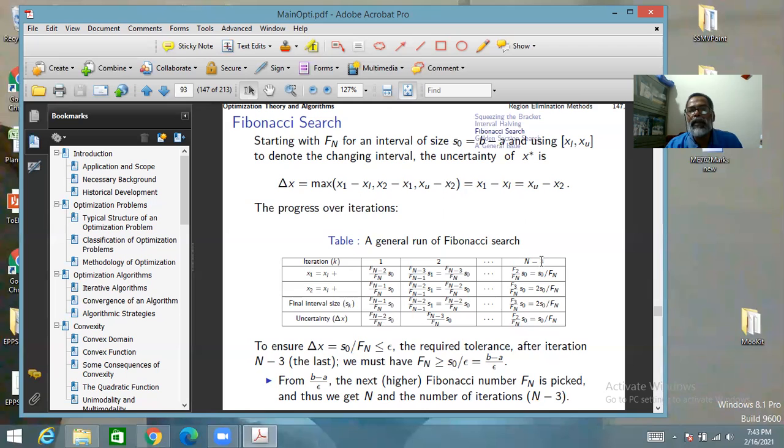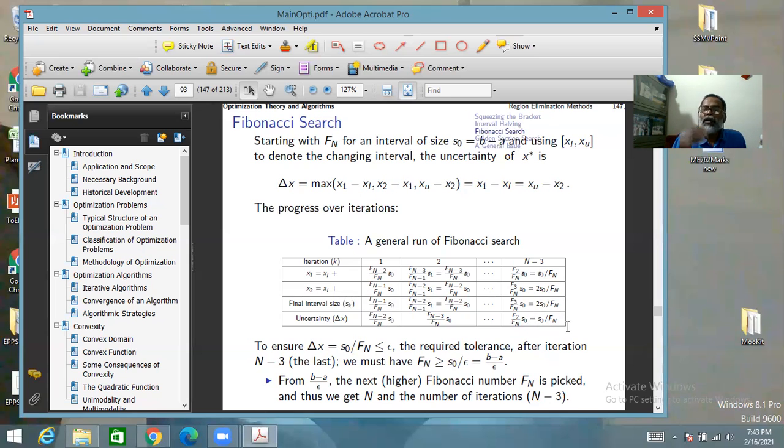And finally, after n minus 3 iterations, you get this as the size of the final interval, and this as the uncertainty. And finally, at the last iteration, the uncertainty on both sides turns out to be same. And that is why in the next round, that point will be repeated again, and therefore that iteration is meaningless. So this is the final uncertainty.